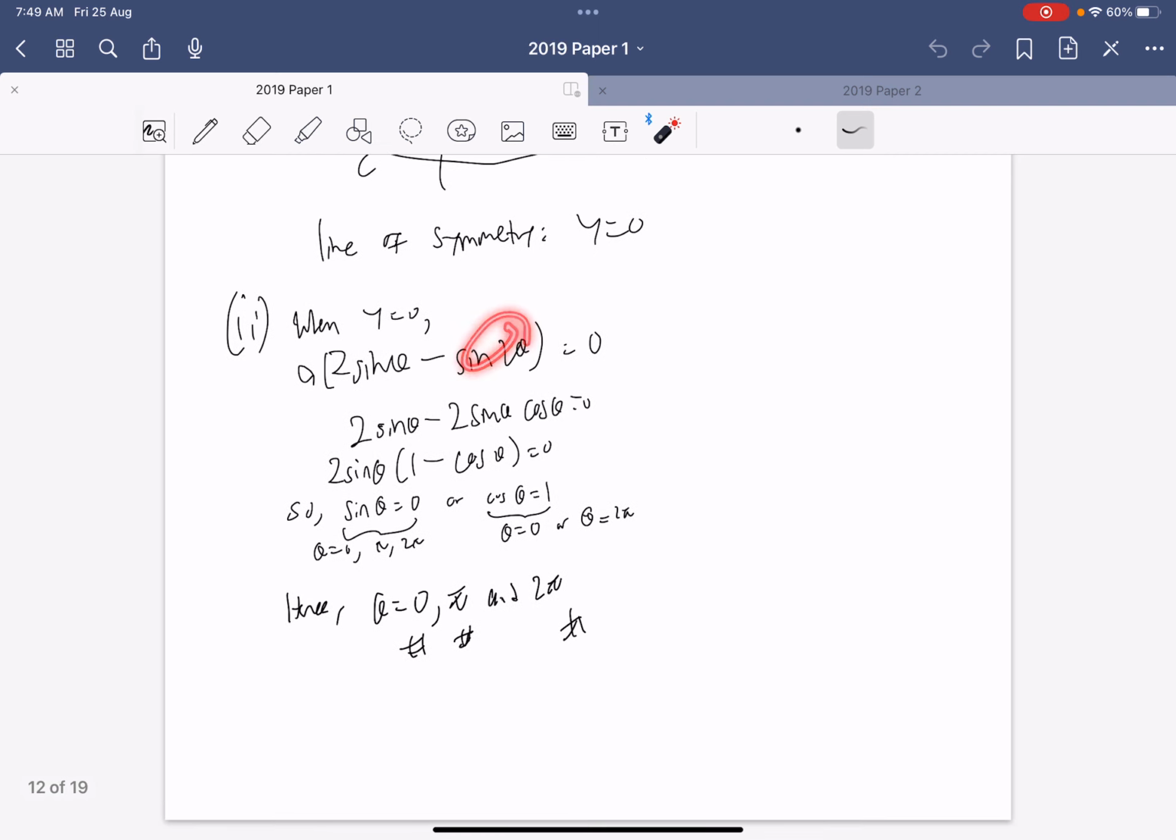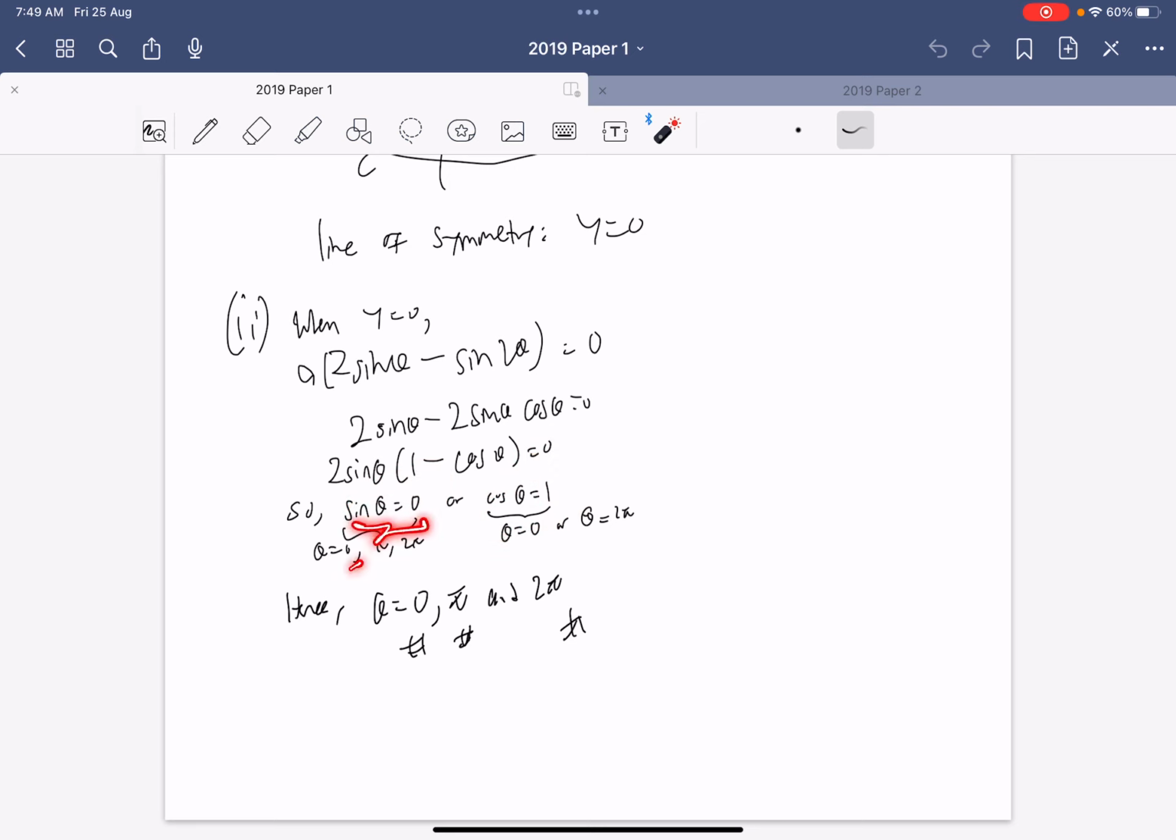And sine 2 theta can be split into 2 sine theta cosine theta. Then we can take out the 2 sine theta because they are the same, then factorize them out. So it's 1 minus cosine theta. So this part equals to 0 means sine theta equals to 0 or cosine theta equals to 1.